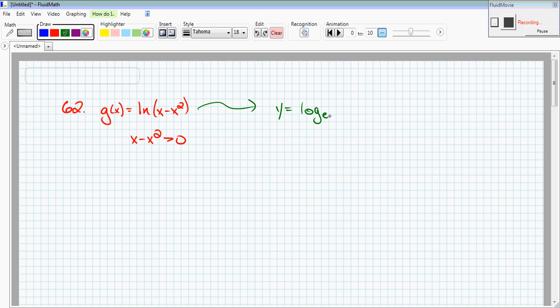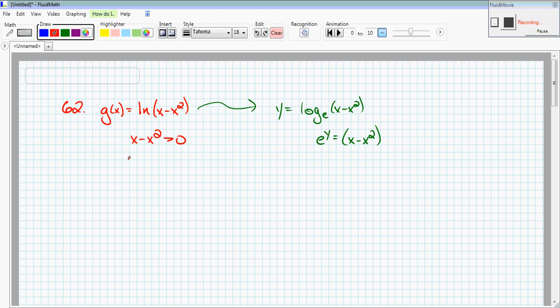log base e, because natural log is log base e. In this equivalent exponential form, we would have e to the y equals the quantity x minus x squared. E is positive, it's approximately 2.718. Raised to a positive power is going to be positive, raised to the 0 power it's going to be 1, which is positive, and raised to a negative power it's still going to be positive, so x minus x squared must be greater than 0.